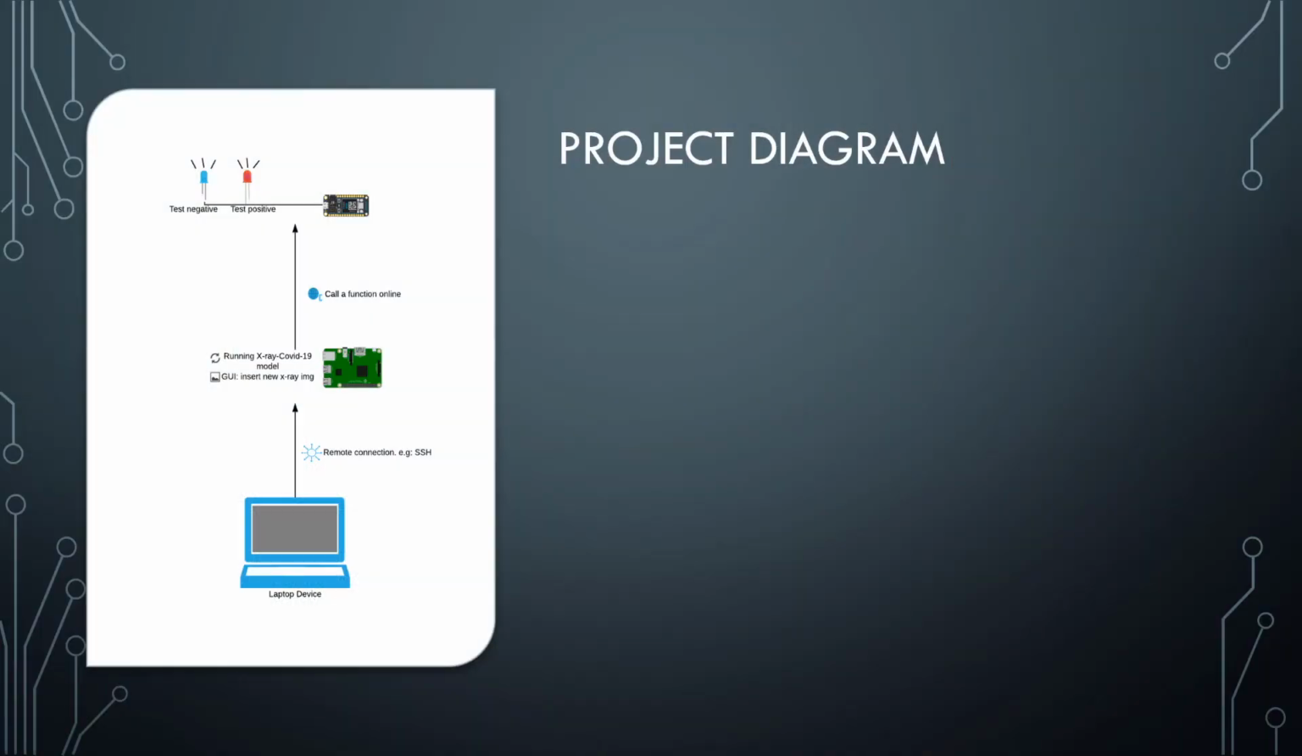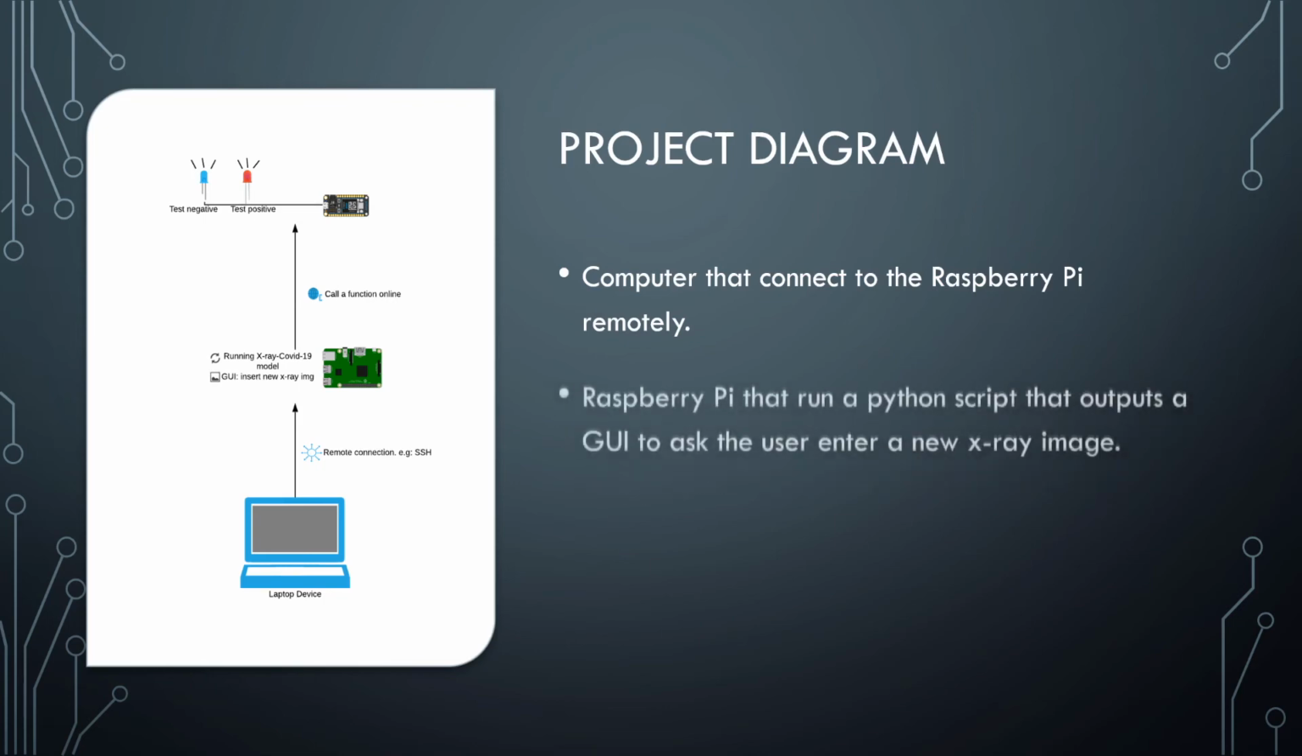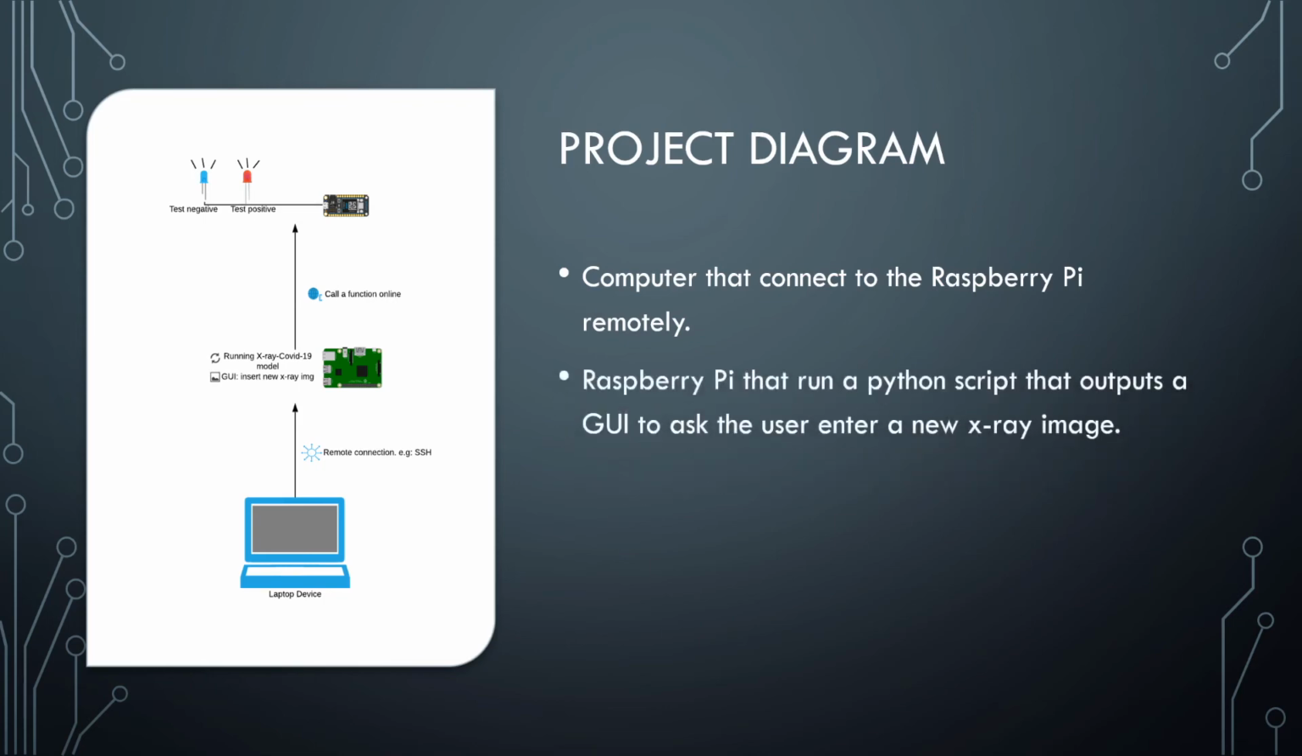So finally, this is my project diagram. First, the computer of the doctor or something like that connects to the Raspberry Pi remotely, mainly because we need to reduce human contact as much as possible. So we connect to the Raspberry Pi that runs a Python script that outputs a graphical user interface to ask the doctors or the hospital to enter the new patient's chest X-ray image.